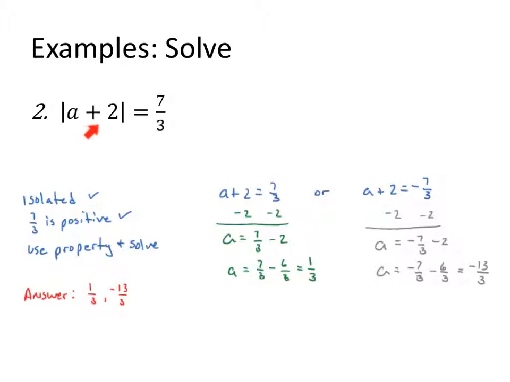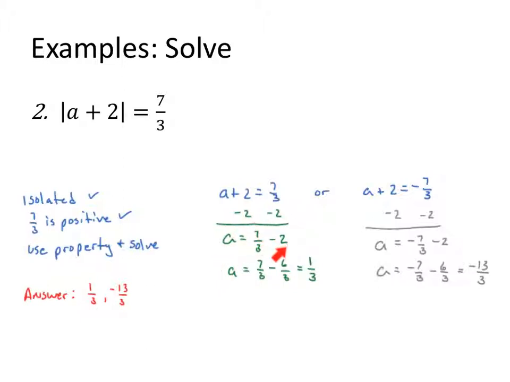If the absolute value of a plus 2 equals 7/3, notice that the absolute value is already isolated. The absolute value is equal to a positive number, since 7/3 is positive. So I'm just going to use the property that says the absolute value of a plus 2 equals 7/3 when a plus 2 equals 7/3 or a plus 2 equals negative 7/3. We don't know if the result was positive or negative, but the absolute value changed it to a distance. You can solve these two. Subtract 2 from both sides.